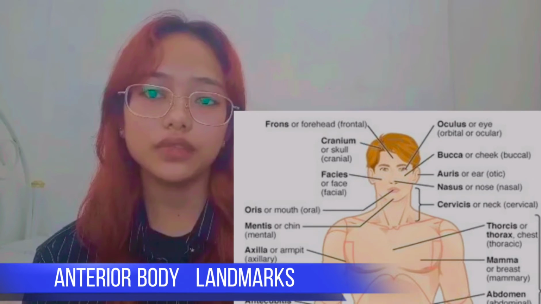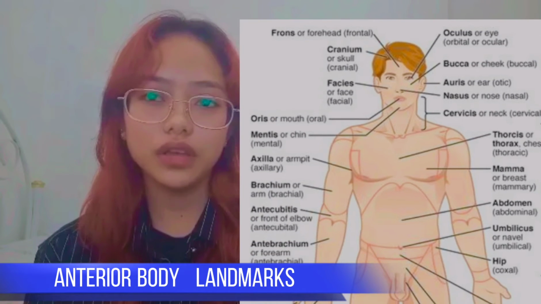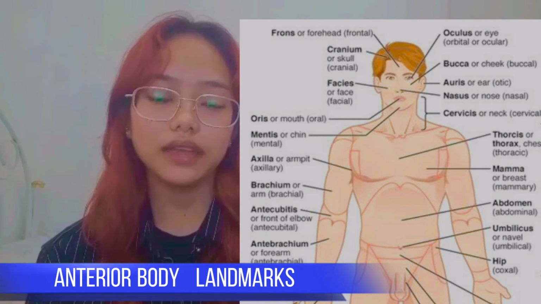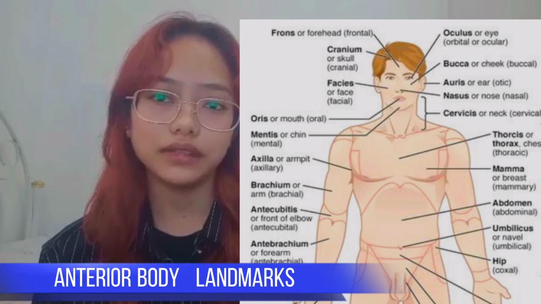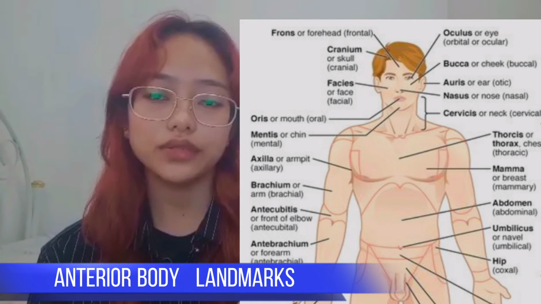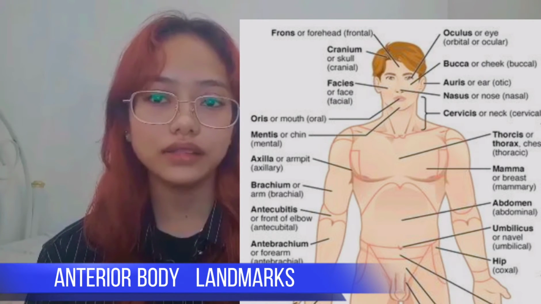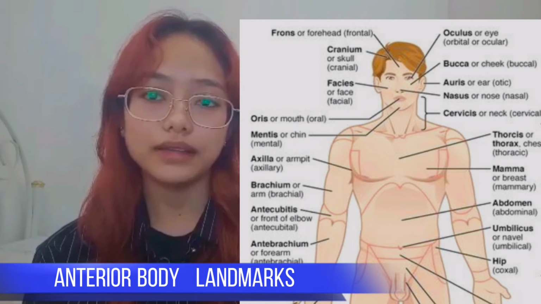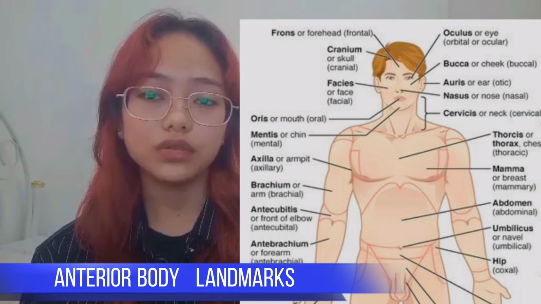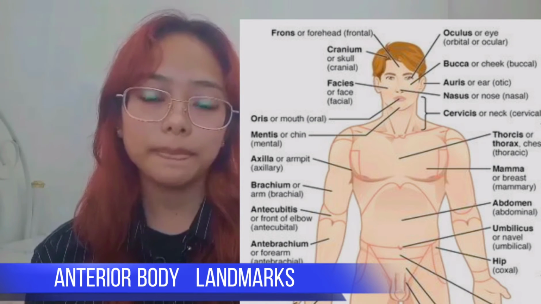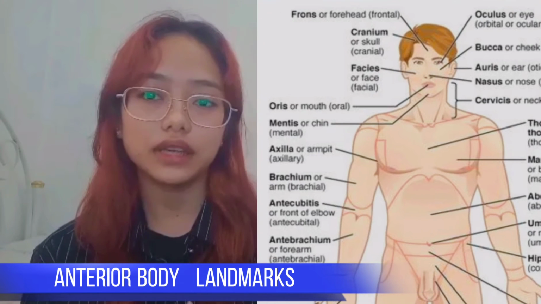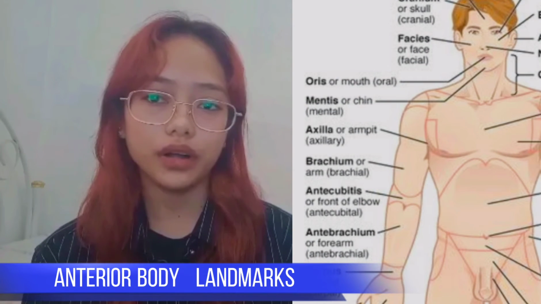Moving on to the trunk, also called the torso, is the core portion of the human body that connects the neck and limbs, excluding the hands. The trunk is composed of the thorax, which is your chest, the mammary or your breast. The abdomen is also called the belly region. Umbilicus or the navel. Part of the thoracic region is the axillary or armpit.